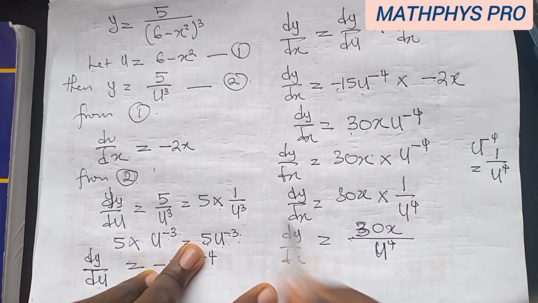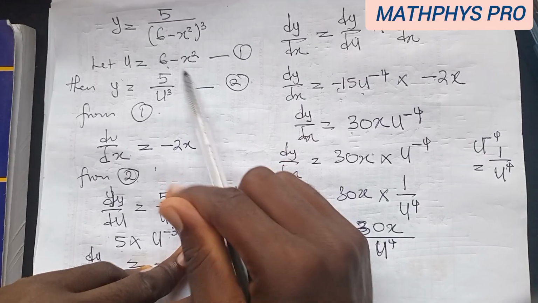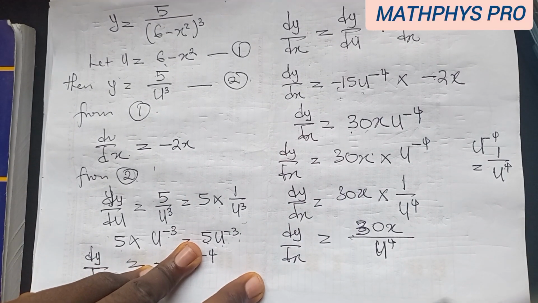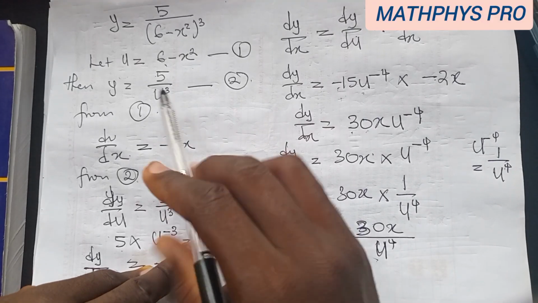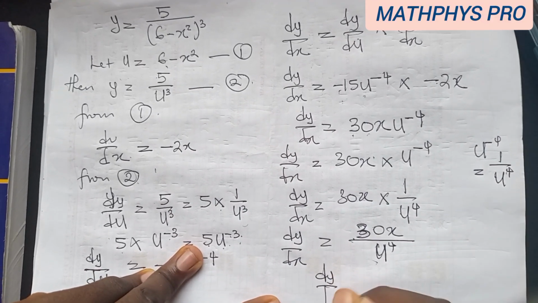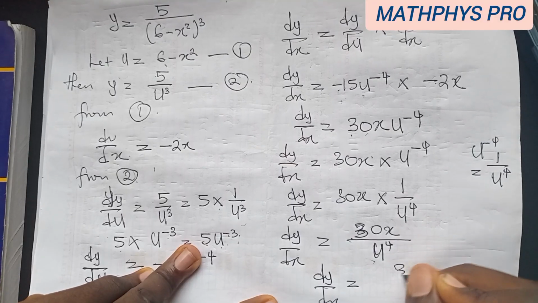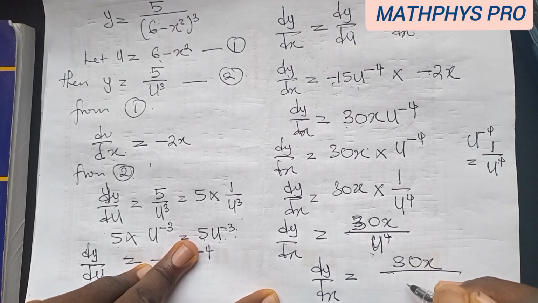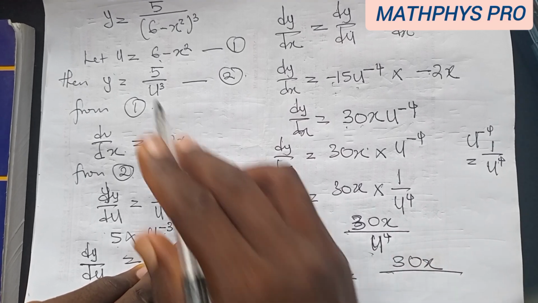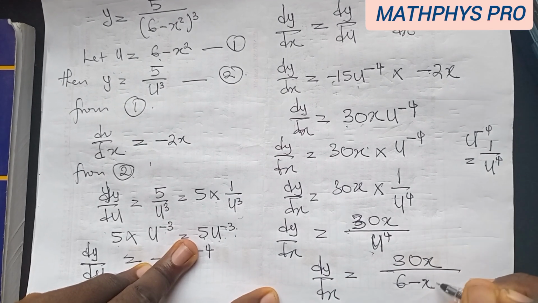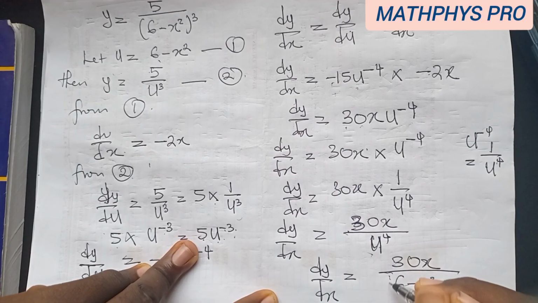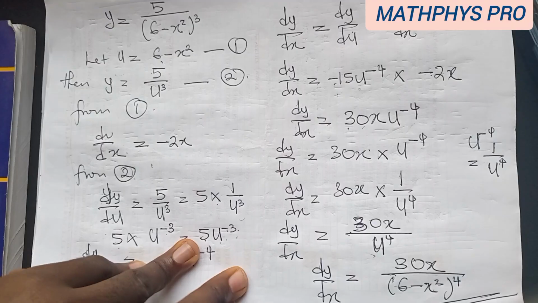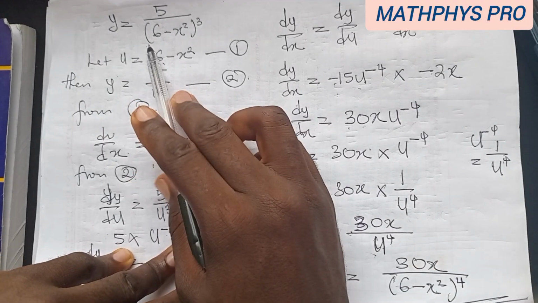So now we can substitute the value of u, which is 6 minus x squared. You can say that dy/dx will be equal to 30x over 6 minus x squared raised to the power 4. So this is the derivative of this function.